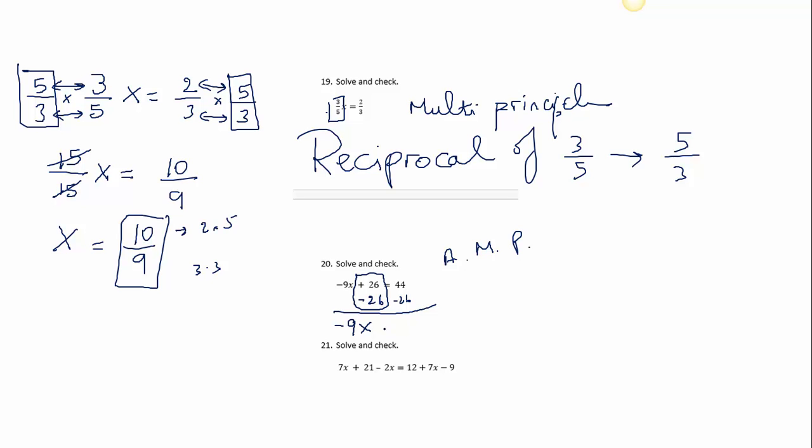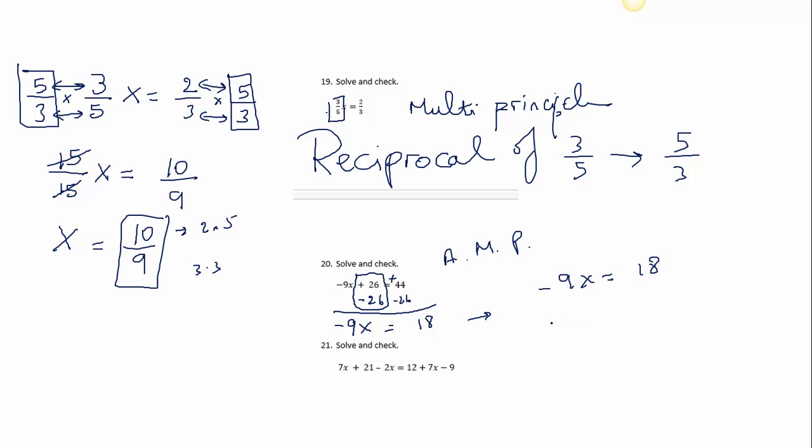Now we have to subtract. What is 44 minus 26? This is 8 and 1. 44 is more positive. The answer is plus 18. Now we still have negative 9x equals plus 18.